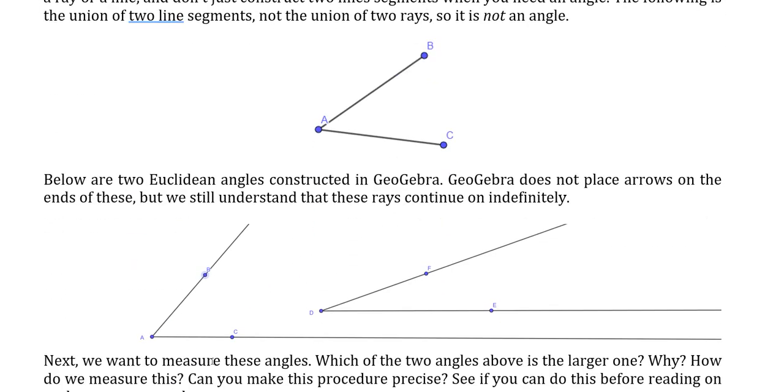Here's what it looks like. Here are a couple of different ones in GeoGebra. So now the next question is, we want to talk about measuring these things. And we'll talk about that a little bit in the next video.